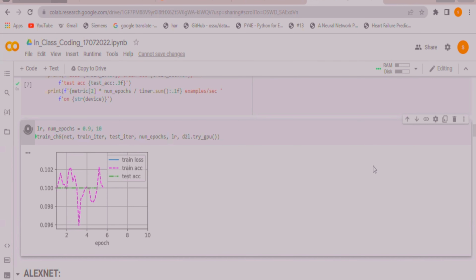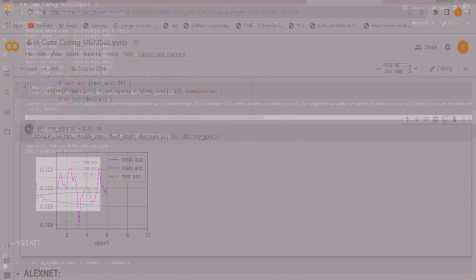Since everybody has the code, when you run it, please make a note that training loss and accuracy for training as well as testing get plotted all together. Thank you, Sneh, for sharing the screen.